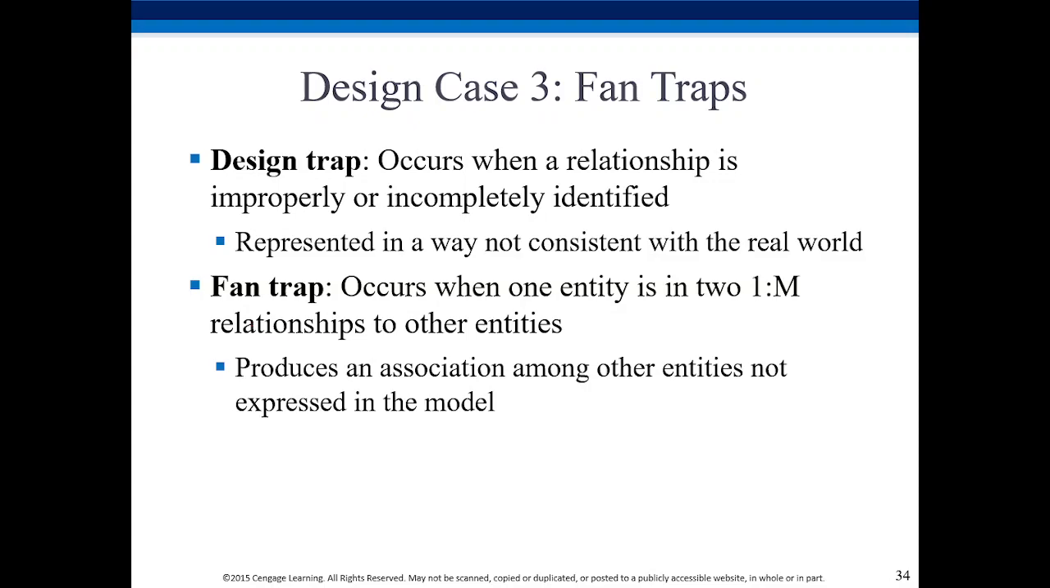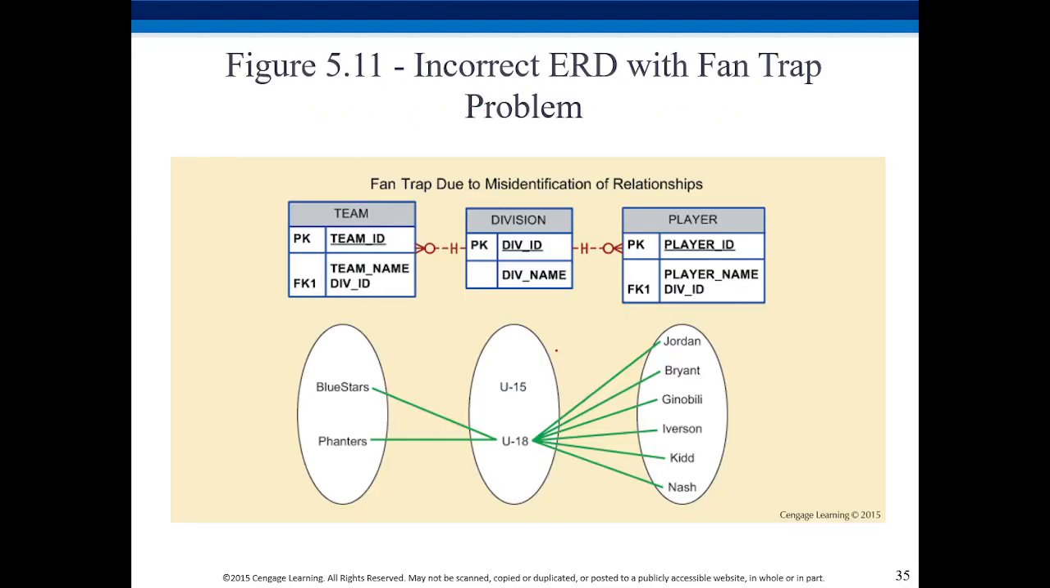Let's look at examples. So here, the relationship between the team and the player is misidentified. Here we have the example. Assume that a basketball league has many divisions. Each division has many players, and then each division has many teams. So, given those incomplete business rules, you might create an ERD that looks like this.